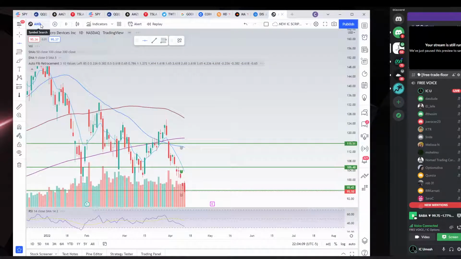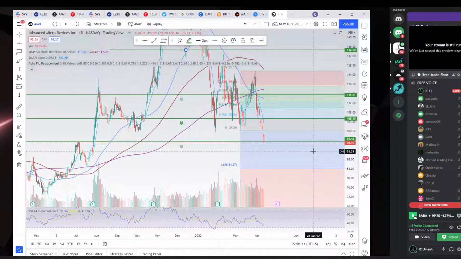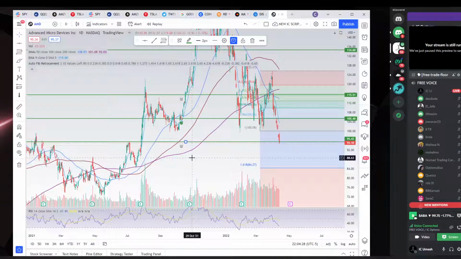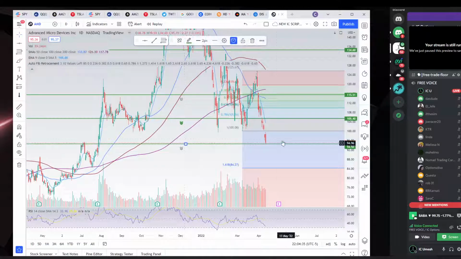AMD, I got an alert today because it was right at my support line. Yeah, right here, 95. Needs to hold here. This needs to really hold on to this level. Today's lows. If it does not hold today's lows, this one is headed back to 90 and then the 80s. Today's lows are very important on AMD, 94.60. Breaks below that, just go ahead and short this one.